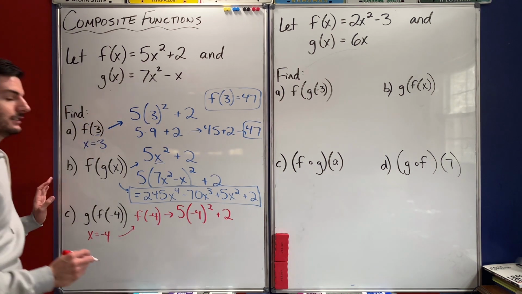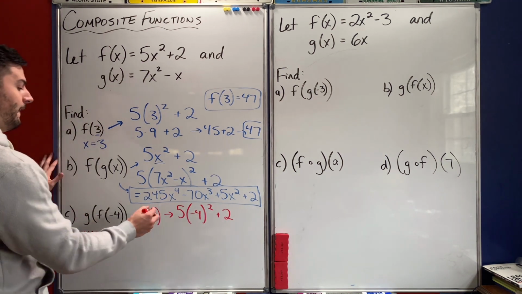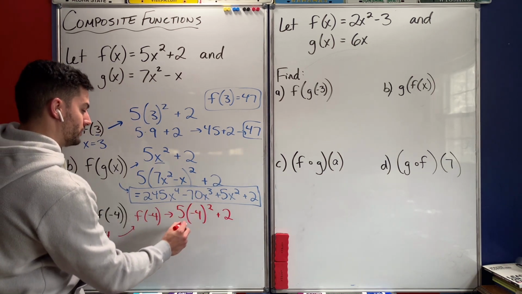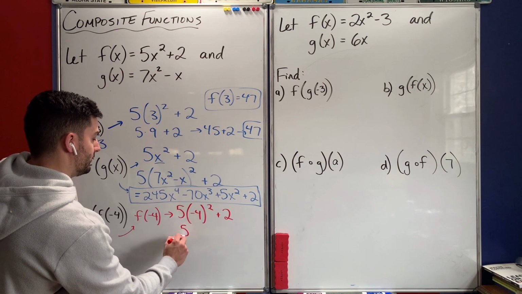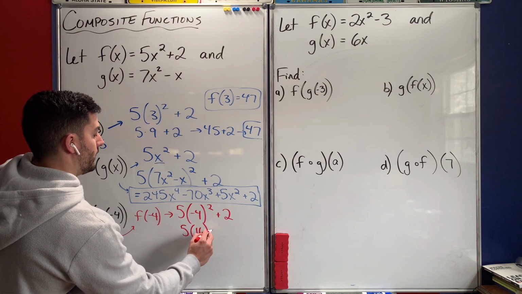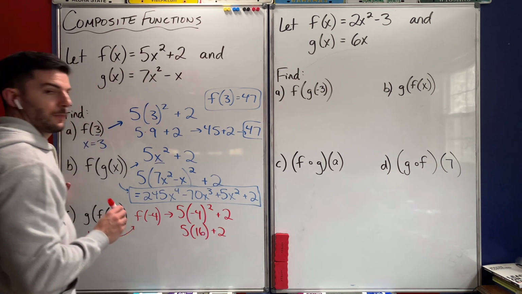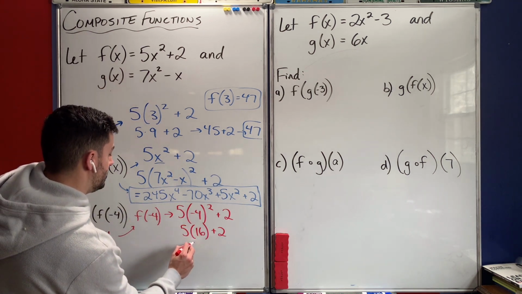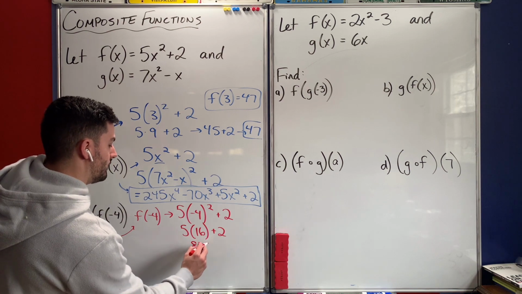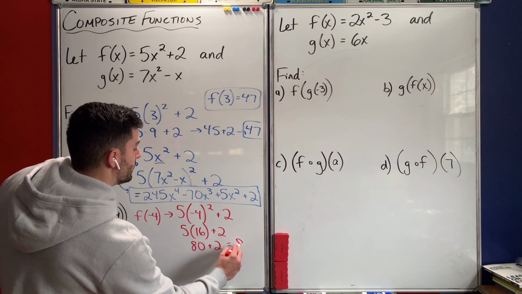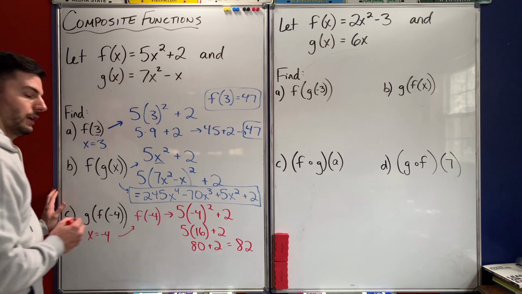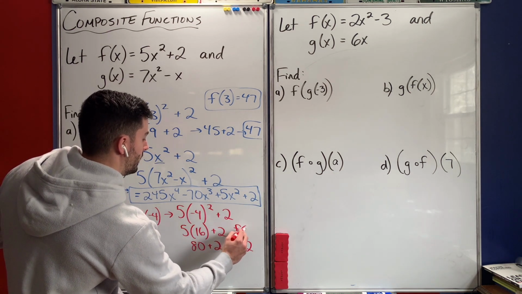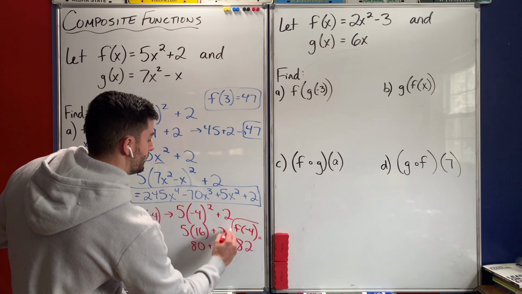Okay, and this isn't going to be as long as the last one, I promise. So for this one, I'm going to simplify this down. Negative 4 squared is going to be a positive 16. So 5 times 16 plus 2. 5 times 16 is going to be 80. 80 plus 2 equals 82. So we could say f of negative 4 equals 82.